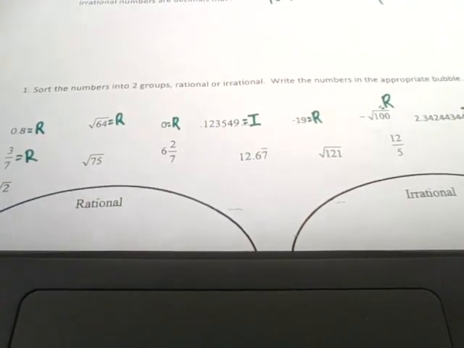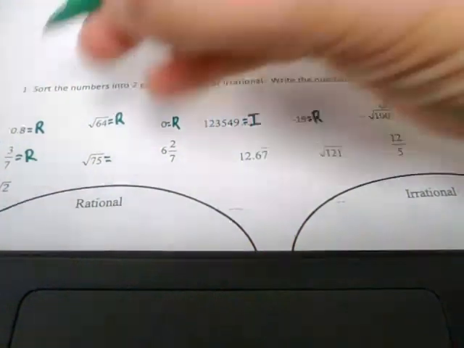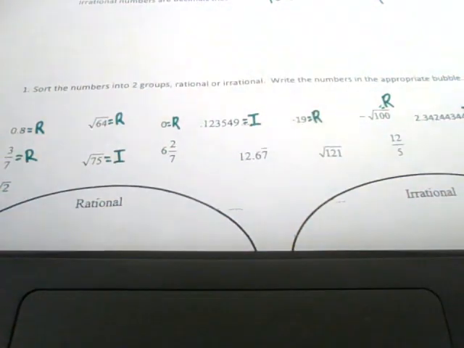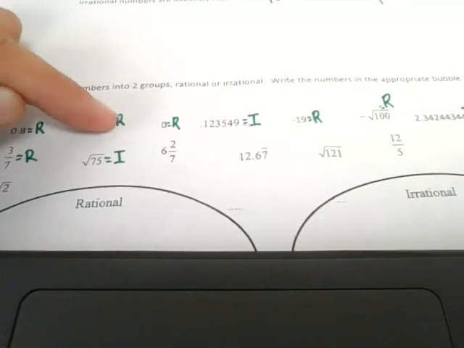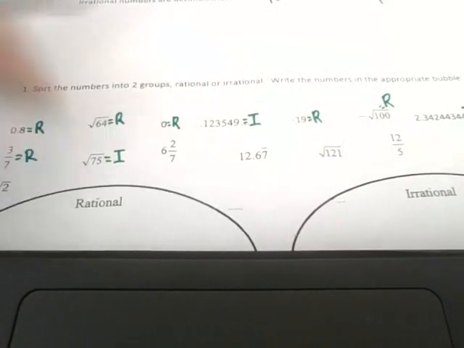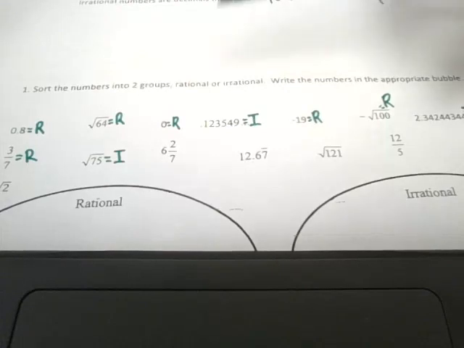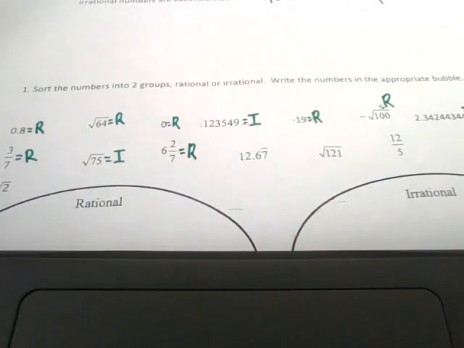Now, here's the trick. If it is a non-perfect square root, just like this one right here, it is going to be irrational. Okay, this one was the square root of 64, which was 8. So that's a perfect square root, so it was rational. Square root of 75, there's no number times itself that will give you 75. So that's a non-perfect square root, which gives you irrational. Okay, let's do a couple more here. 6 2/7, rational or irrational? That is rational because it is a fraction.